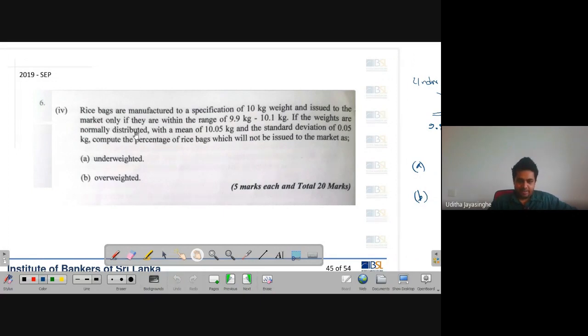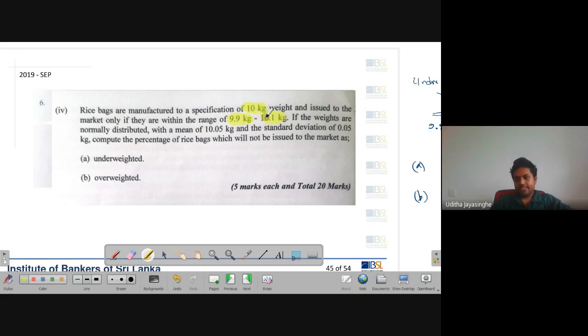19th September question, same question, the next part, number 4. Rice bags are manufactured to a specification of 10 kg weight and issued to the market only if they are within the range of 9.9 to 10.1. See, 10 is the expected weight or the average, but they are not issued to the market if it is more than 10.1. If that is the case, the producer is making a loss, right? 100 grams more. If it is less than 9.9, then the consumer is making a loss by 100 grams or less.